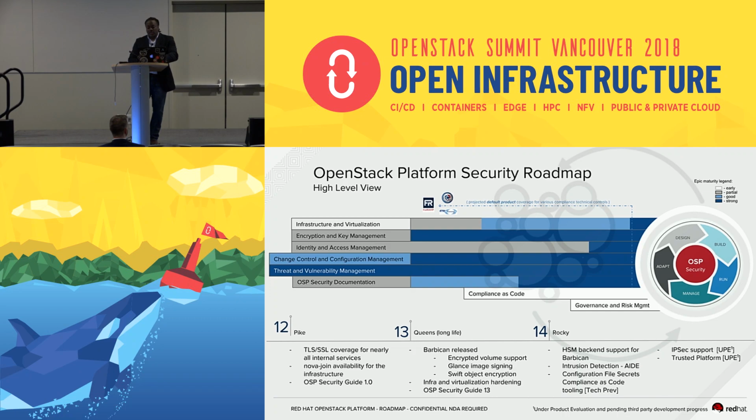So if you look at the bottom, you see 12, 13, 14. These correspond to the Pike, Queens, and Rocky releases of OpenStack. So, and there you have it. In 12, we did TLS coverage for pretty much all of our services. We introduced this thing called NovaJoin, which I'll talk about and walk through a flow. And we introduced the OpenStack Security Guide.